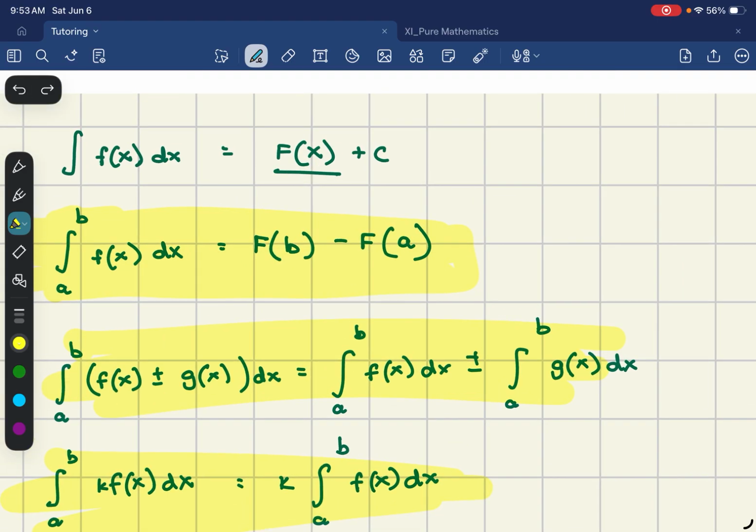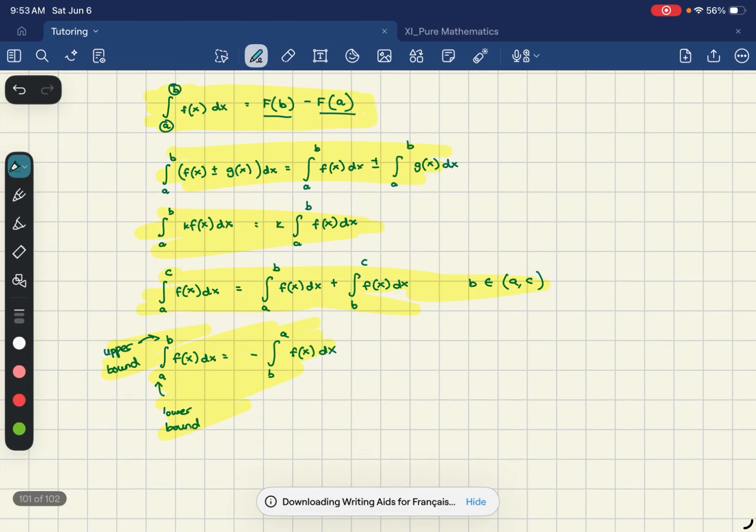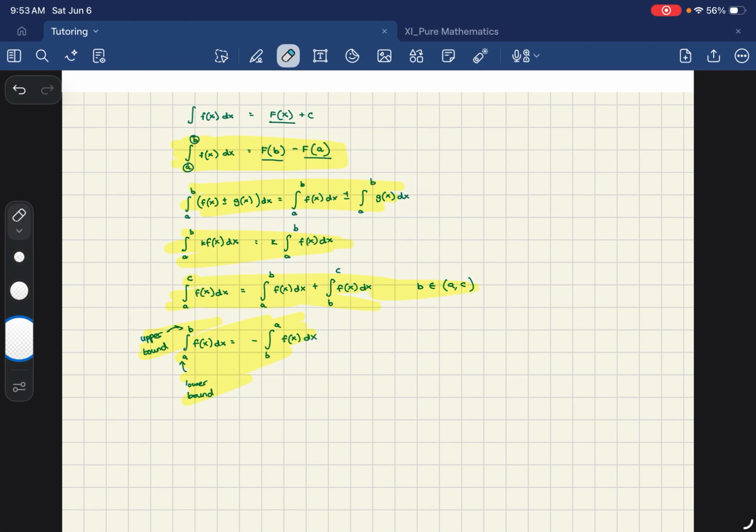Okay, no. It is F of b. So we substituted 3, and then minus, we substituted 1, right? 1 was our lower bound, 3 was our upper bound. So I gave you the correct formula. Okay, I'm so sorry about that. So let me erase everything again.